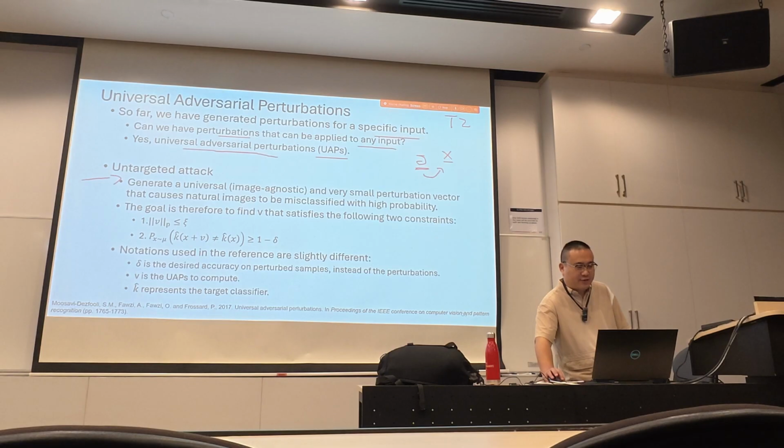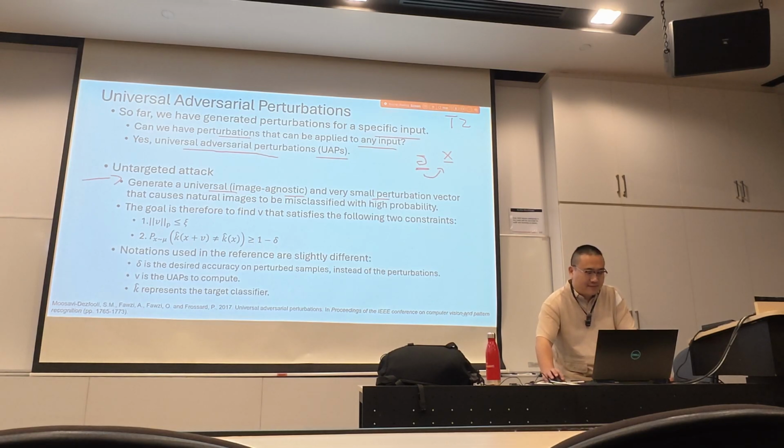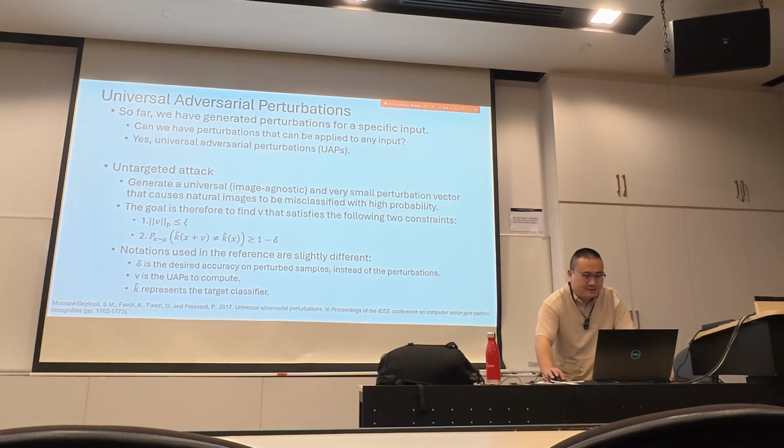So we generate universal, meaning image-agnostic, perturbations. The perturbations should be small, because we want them to be as imperceptible as we can. And when we apply the perturbation to an image, the image will be misclassified by the model with high probability. It means we have successfully generated the UAPs. Here, we can formulate the goal using these two lines. We want to find perturbations that satisfy the following two constraints.